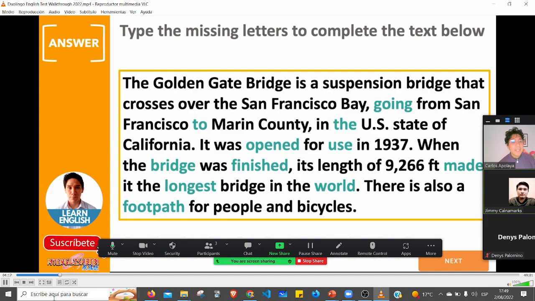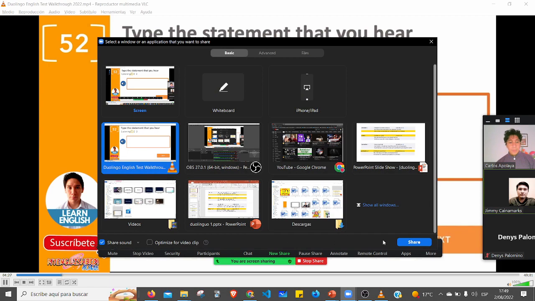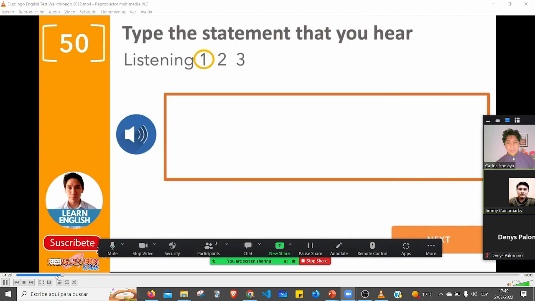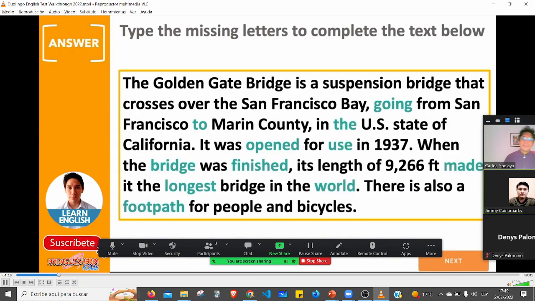Okay, es listening. Van a escuchar tres veces un enunciado y van a escribirlo en el chat. Newspapers are supported primarily by the sale of advertising space. One more time. A ver, voy a poner donde van a escuchar tres veces el mismo. Wait a minute, okay? Vamos a esperar un ratito. Empecemos.